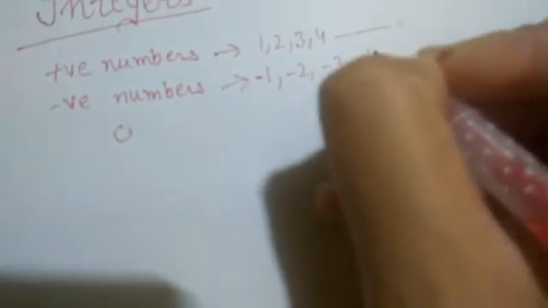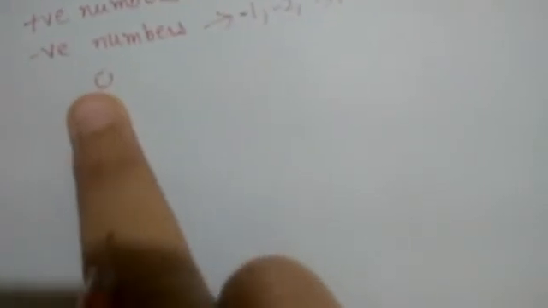Now see, what are negative integers? Similar to the positive integers, negative integers are also there, with the negative sign only: -1, -2, -3, -4 and so on. All these are negative integers. And the third one is 0. 0 means 0, which we use in our daily life as well.